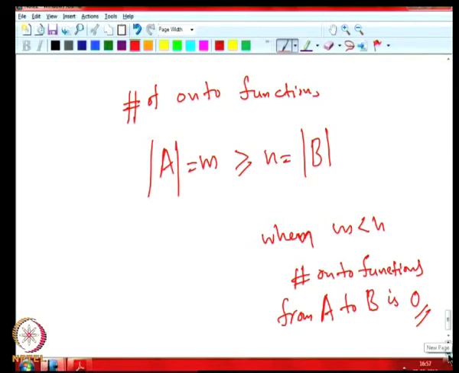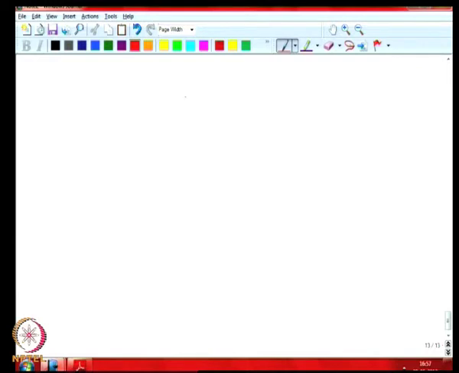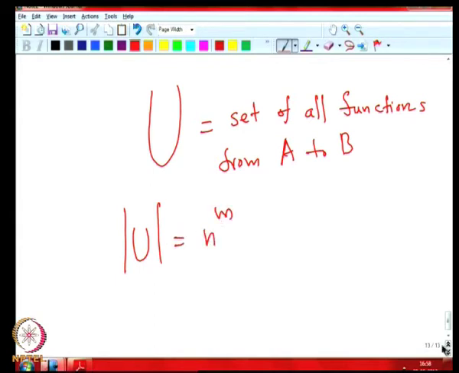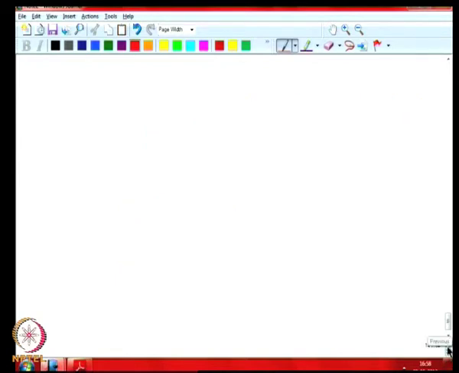So now to find the number of onto functions, what we do is define U, the universe, as the set of all functions. We are planning to use the inclusion-exclusion principle, so we need the universe, the set of all functions from A to B. We have already seen that the cardinality of the universe is n to the power m.